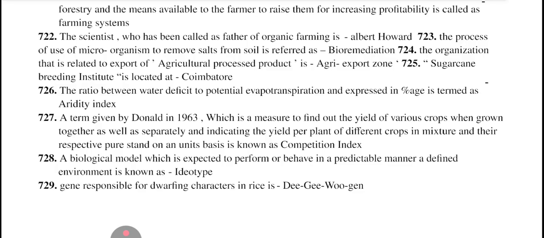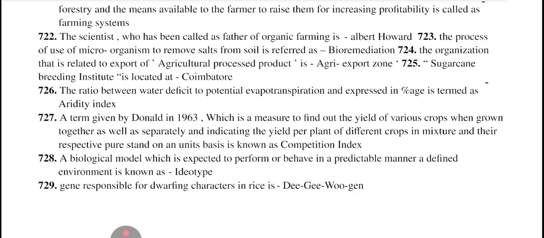Ratio between water deficit and potential evapotranspiration, expressed in percentage, is aridity index. Sugarcane Breeding Institute is located at Coimbatore. Term given by Donald in 1963, which is a measure to find out the yield of various crops when grown together as well as separately, indicating the yield per plant of different crops in mixture and their respective pure stand on a unit basis, is known as competition index.